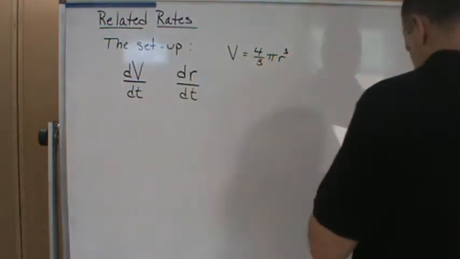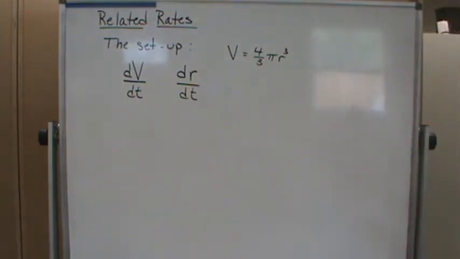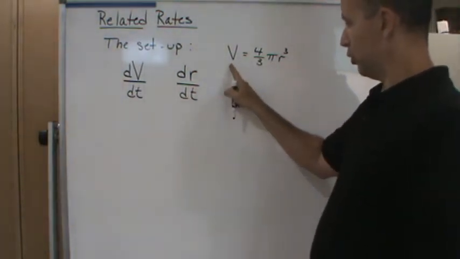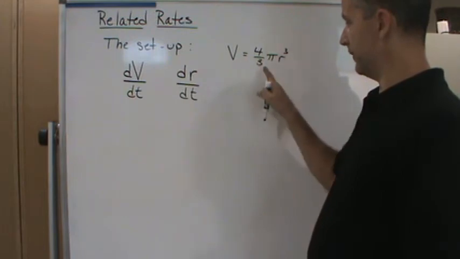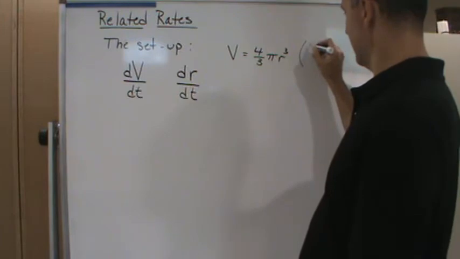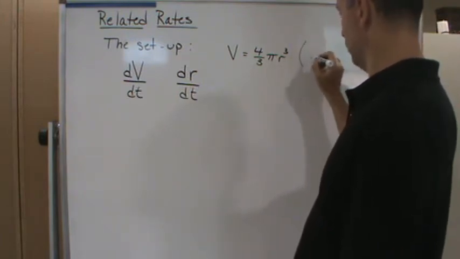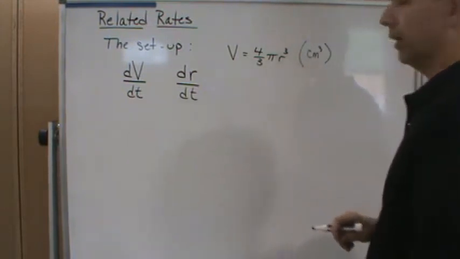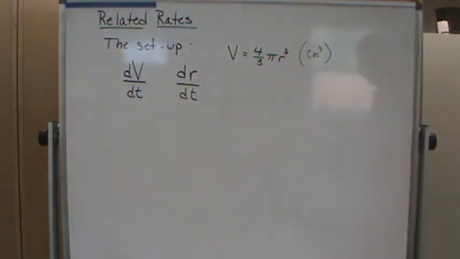Well, here's what we're going to do. We're going to start off by writing down what is given. The first thing we need is the volume formula. Here's the formula for the volume of a sphere. And this volume is given, and again, we want the units. The volume is given in cubic centimeters.